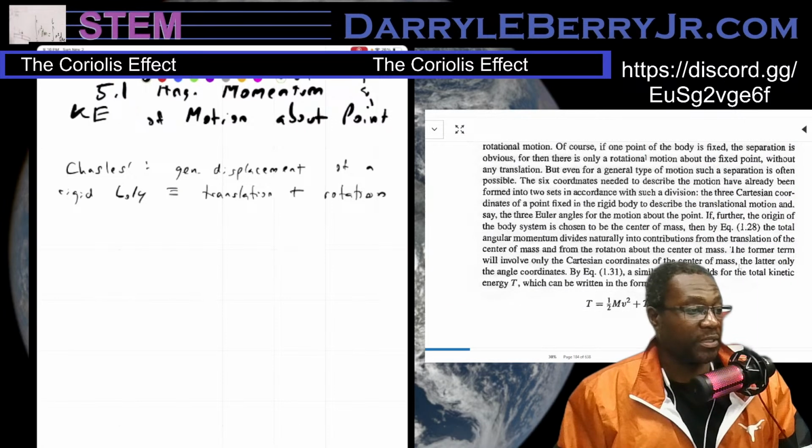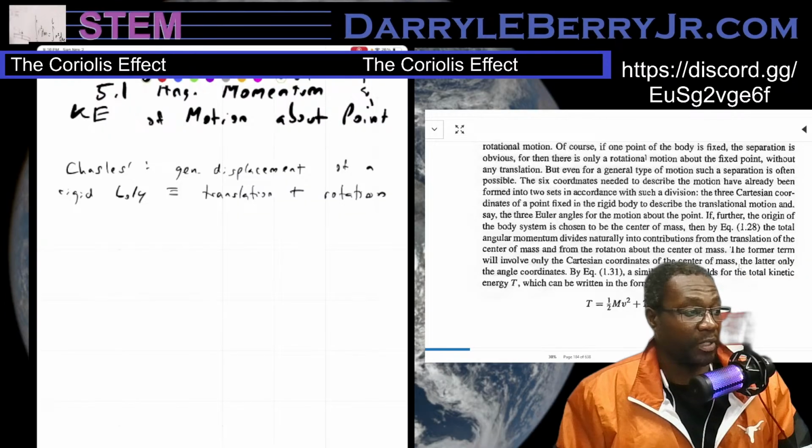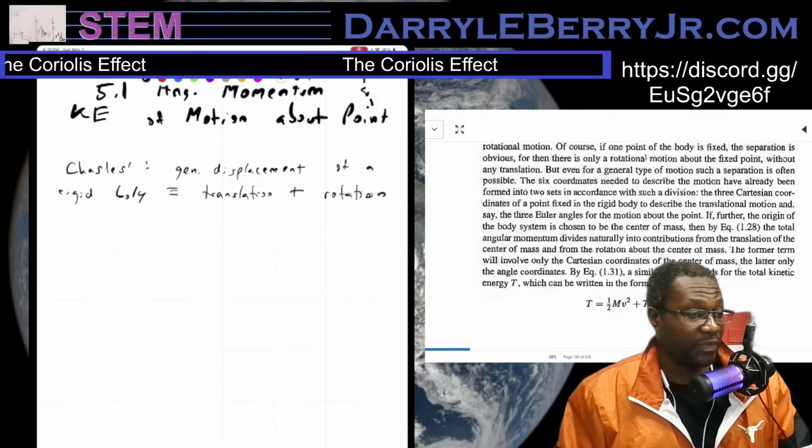The 6 coordinates needed to describe the motion have already been formed into two sets in accordance with this subdivision: the 3 Cartesian coordinates of a point fixed in the rigid body to describe the translational motion, and say the 3 Euler angles of motion about a point.